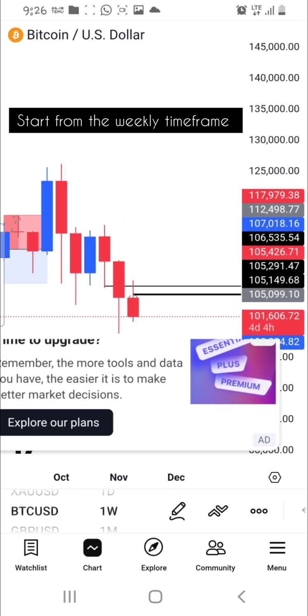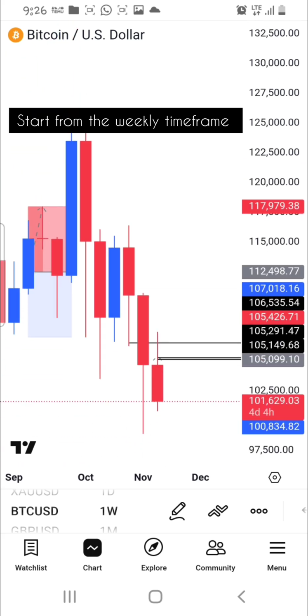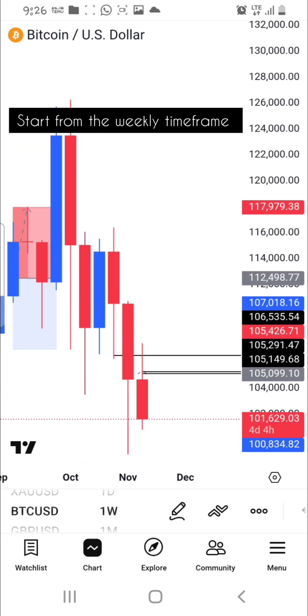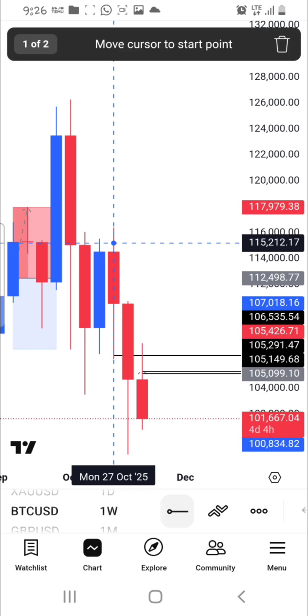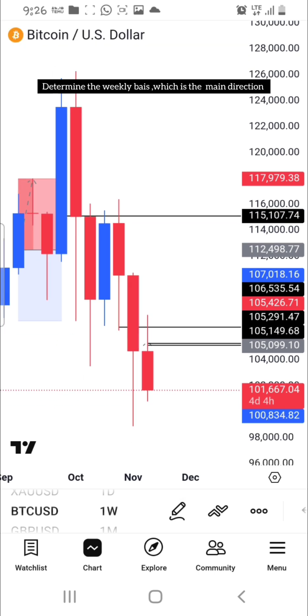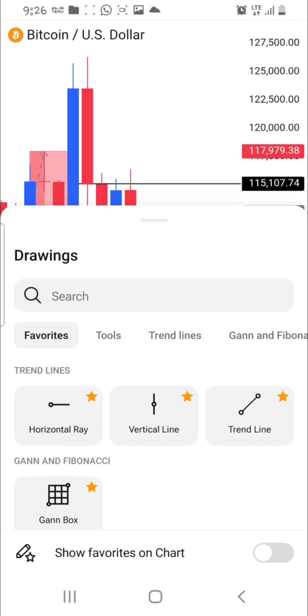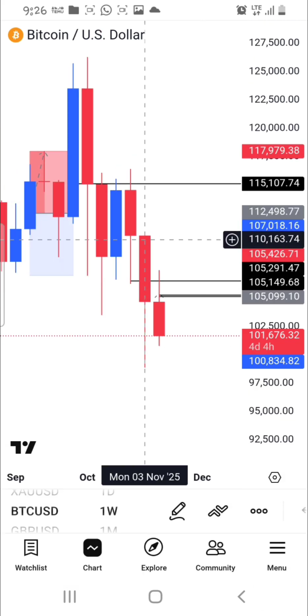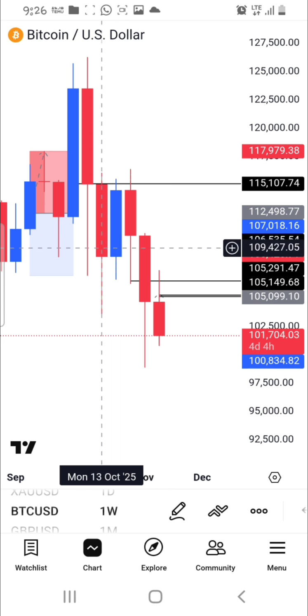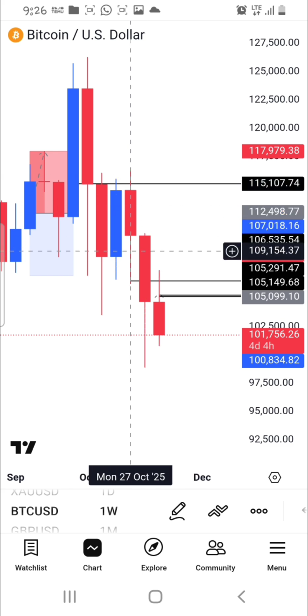Usually I start my analysis from the weekly time frame. Now, what was my bias on the weekly time frame? First off, I noticed a rejection from this weekly key level, so thereby starting what I normally call a weekly bearish storyline. And this was a few weeks back. Take note that this is a weekly time frame. This was about on the 20th of October. That was when price started this weekly bearish storyline.